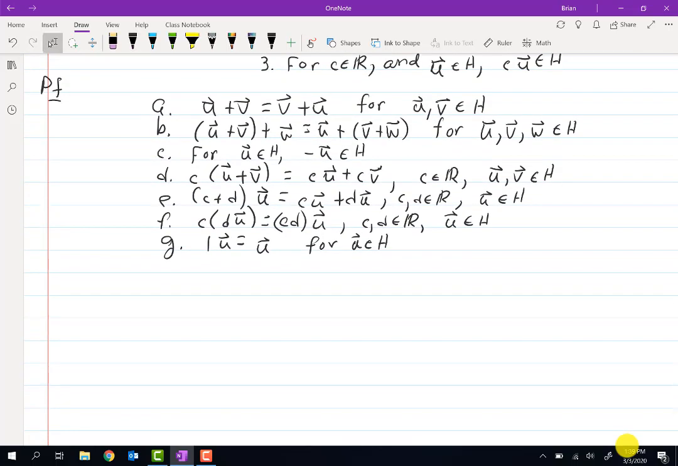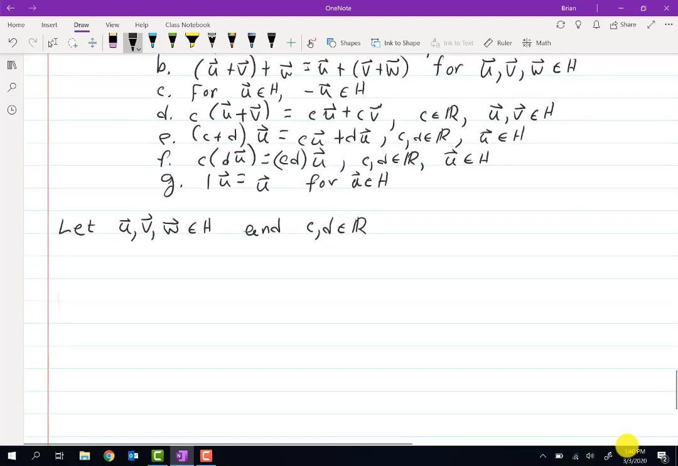So let's start with A. Actually, before I start with this, let me start with the beginning here. Let me say let U, V, and W all be vectors in H, or elements, right? It's not a vector space yet until I prove these things. So let those things be in H, and C and D be real numbers. So let me step through the process and make sure that they all work.